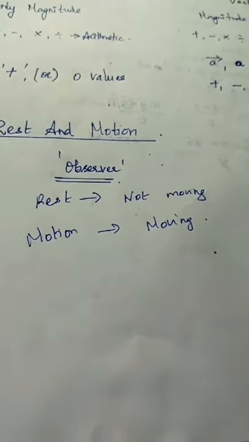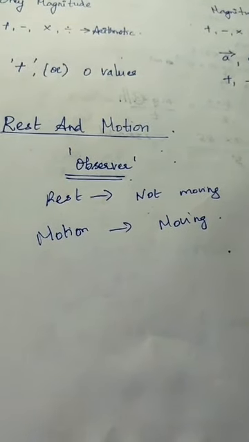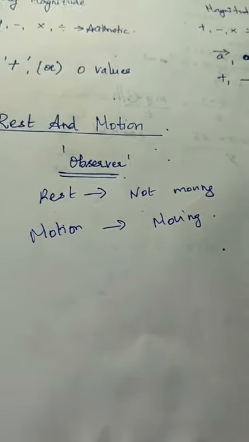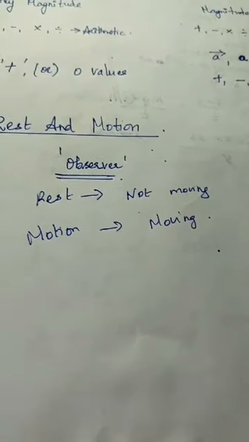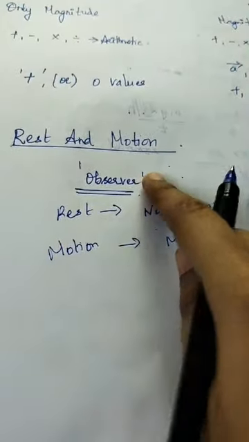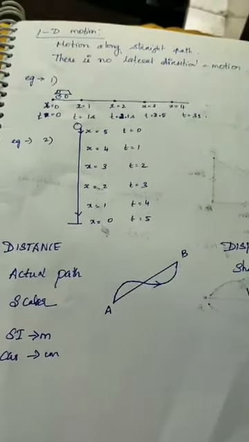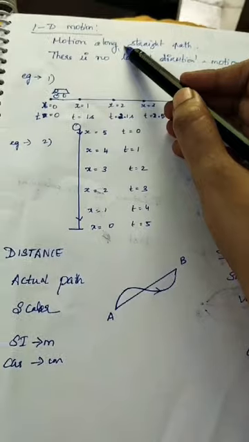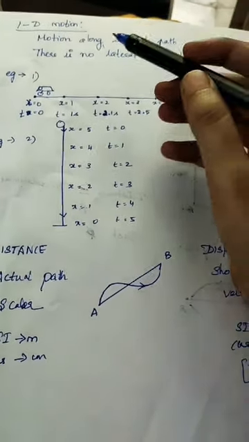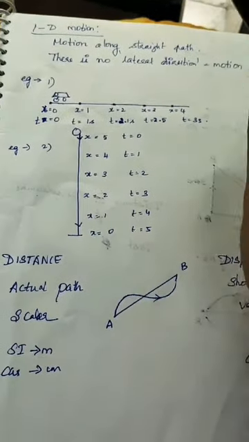So they are moving, but I'm at rest. For a person who's standing outside and watching me going into the car, he will note that I am in motion, whereas he is at rest. So rest and motion are with respect to your observer. Based on this motion, you'll have three different types: one dimensional, two dimensional and three dimensional motion. So first let us see what a one dimensional motion is.